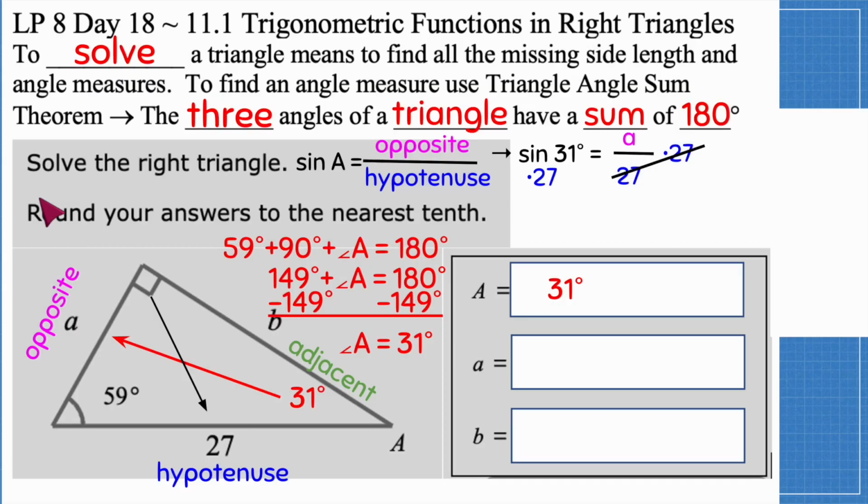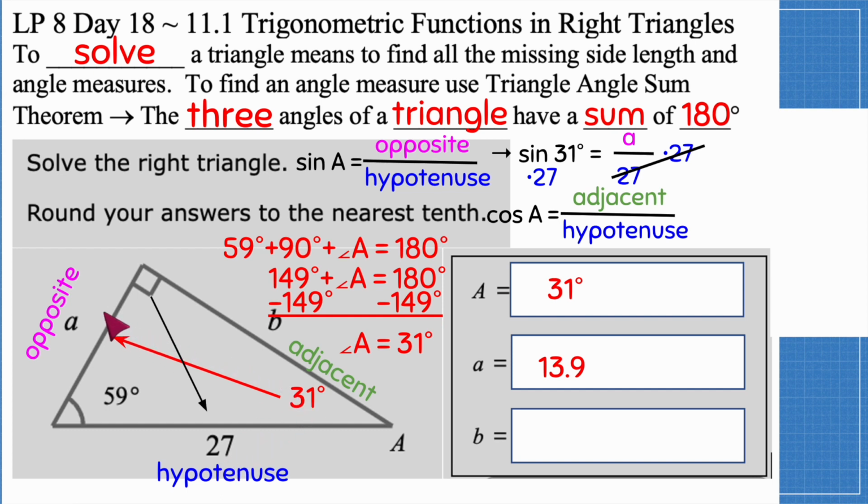So let's go ahead and go to the next slide here. So side a is 13.9 units long. That's not telling me what kind of unit this is, so just units. All right, so let's do side b. So now I can still use angle A, and I'm just using cosine. It's cosine A. And I can do adjacent and hypotenuse this time.